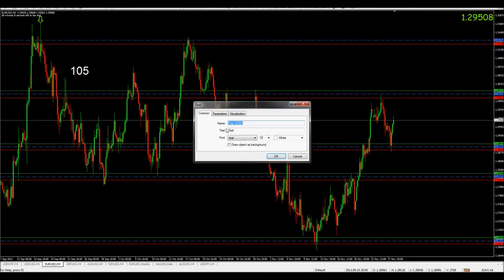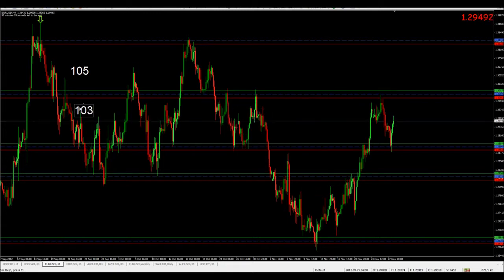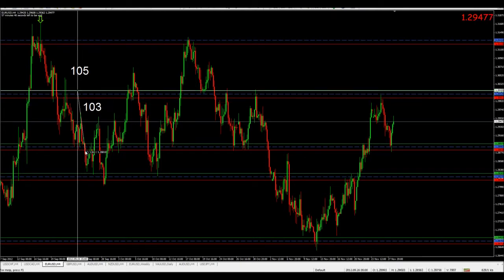I'll start adding the negative ones in a second too. For the negative ones, I'll just put minus. And so you have a negative trade here of around 134 pips.